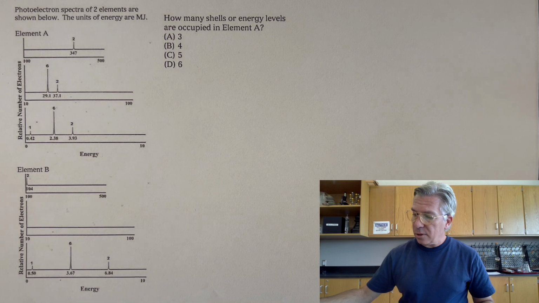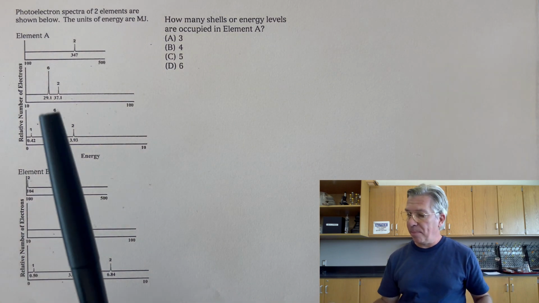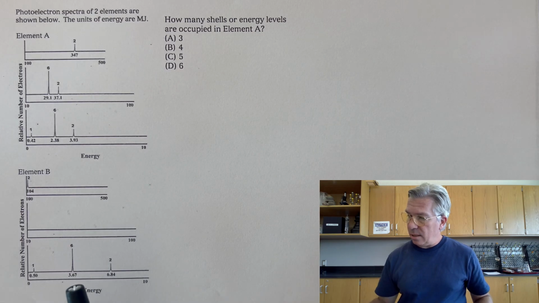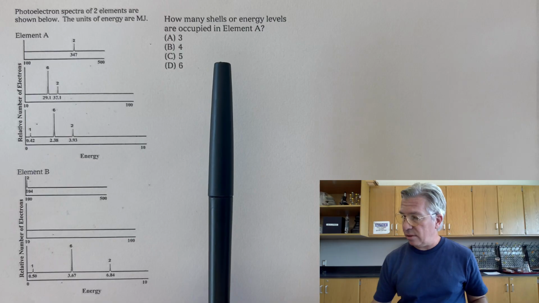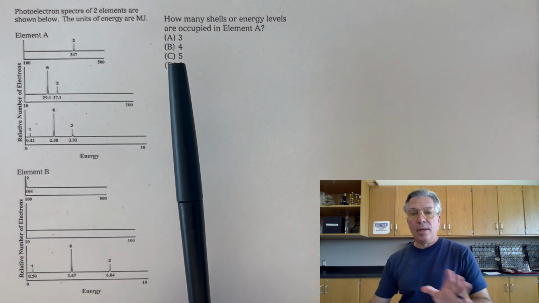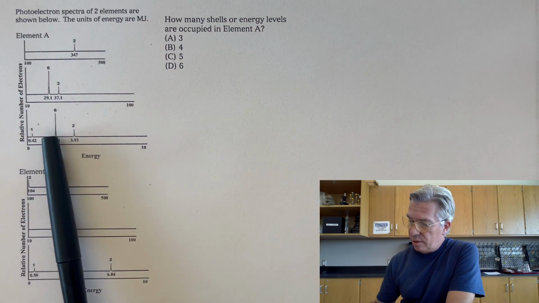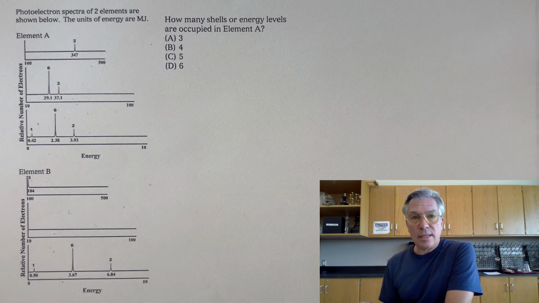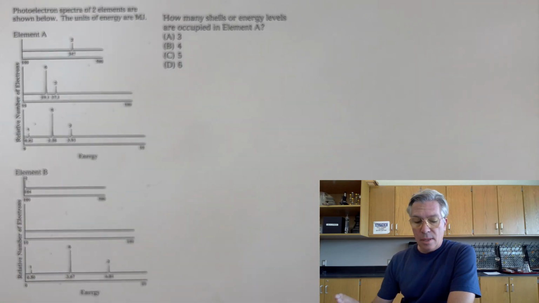Now, the next 4 questions involve the same 2 photoelectron spectra. So here we go. We've got 2 elements listed below. The units of energy are megajoules, as most of the time. How many shells or energy levels are occupied in element A? We look at element A, which is here, and say we've got 1, 2, 3, 4, 5, 6. 6 shells being occupied, and so I would choose letter D, 6.